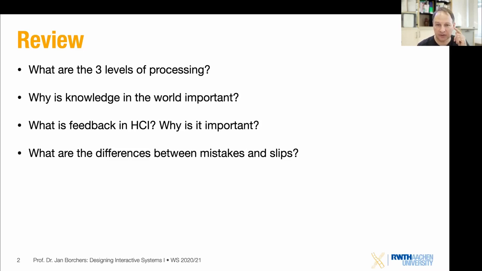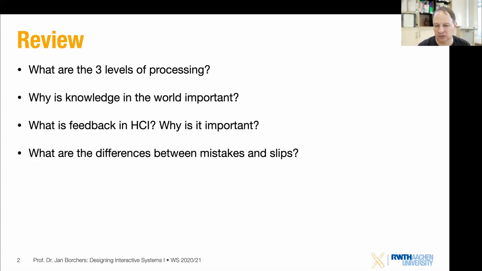Okay, exactly. So it depends on whether we actually had a goal that was right to start with, and then the whole execution of it, the breaking it down into action sequences, was messed up, and that would be a slip.